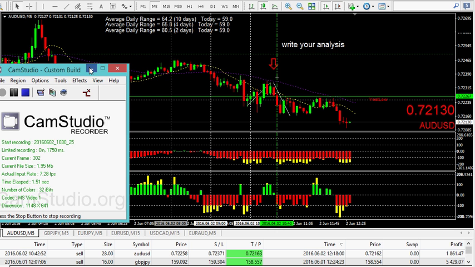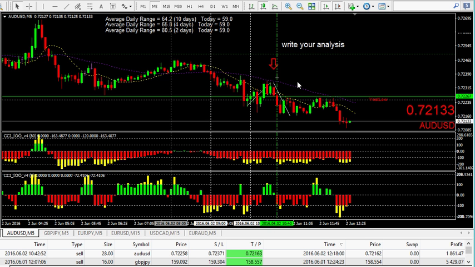Right, I'll try and keep this as short and sweet. Just showing you the analysis for today's trade.